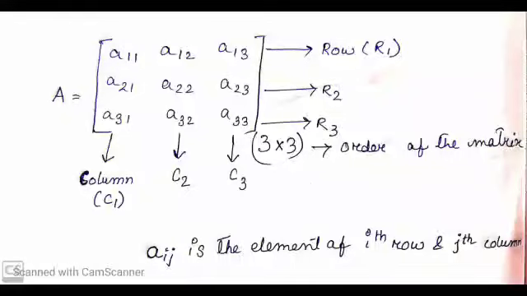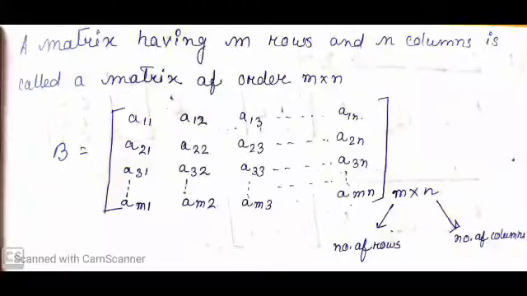We write the elements of the matrix inside a bracket, and this is the symbol of a matrix. A matrix having m rows and n columns is called a matrix of order m by n. So m represents the number of rows and n represents the number of columns. Here I have written a matrix and it is denoted by capital B. The number of elements is mn. So here we have m rows and n columns.